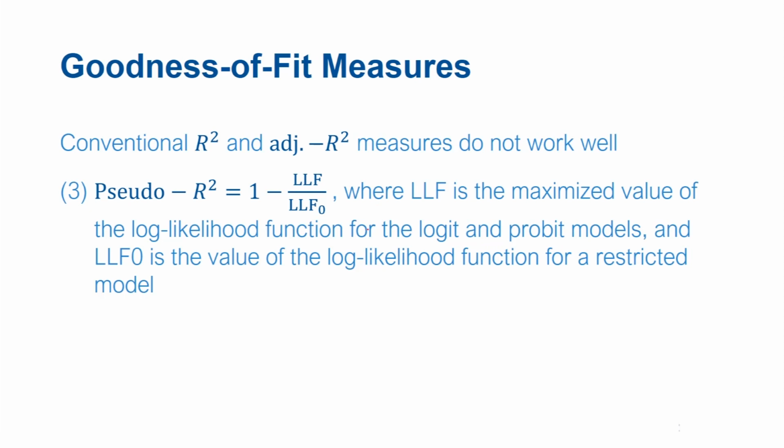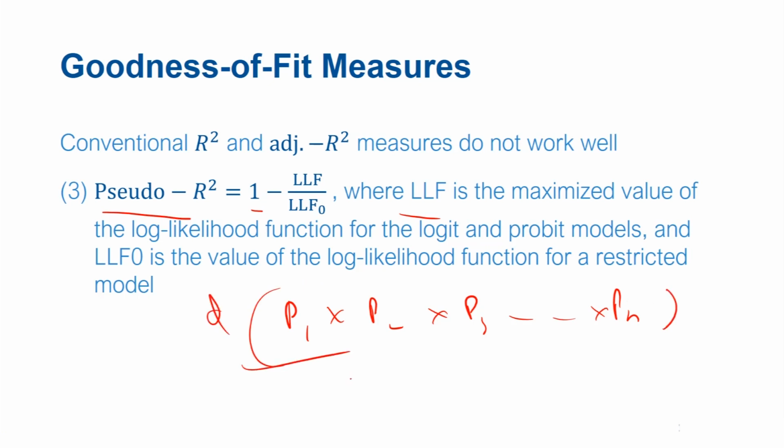Also, there's a very interesting measure which is employed, the pseudo R square. The pseudo R square formula is very simple: 1 minus LLF upon LLF naught, where LLF is the maximized value of the log likelihood function that we discussed. Remember, P1 into P2 into P3 and so on up till Pn. This is the joint probability that we maximize with respect to the parameter beta i. We try to maximize this function.